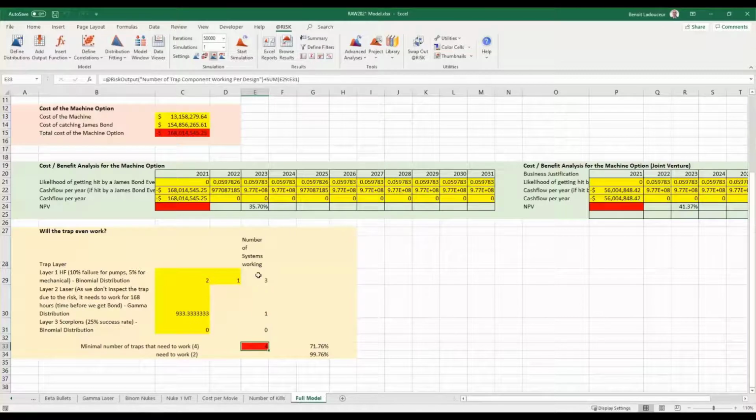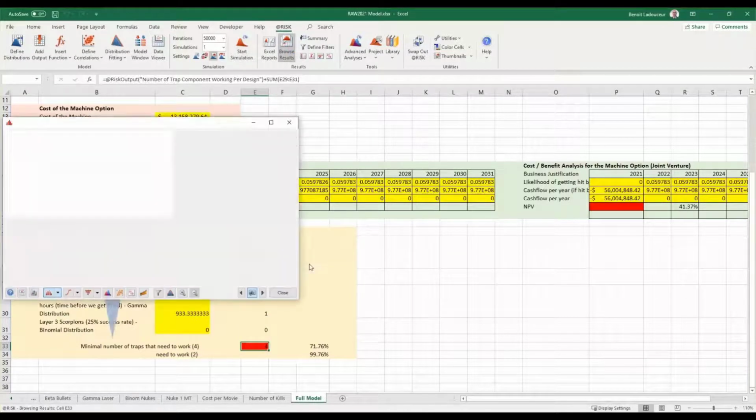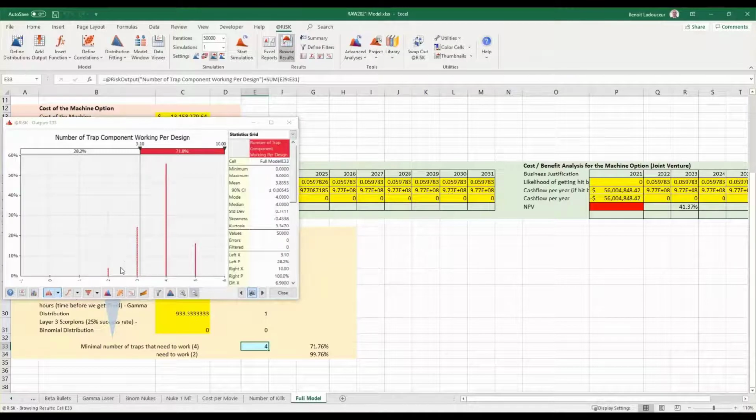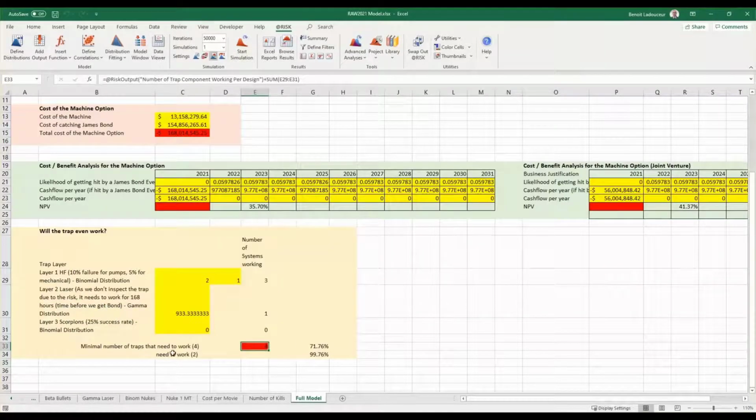And here's the sum of the various layers. Once I have this, I've simulated it, and this is the likelihood of having 0, 1, 2, 3, 4, or 5 layers working per design and potentially killing James Bond. So it's James Bond, so I want to be extra sure, so I want some redundancy. So I could ask myself, what's the likelihood of having at least 4 of the traps working? And this is what we get here.